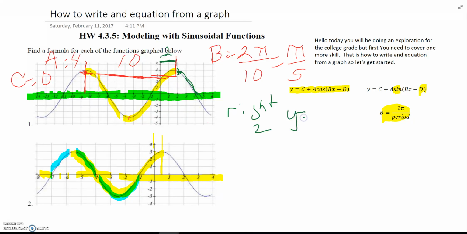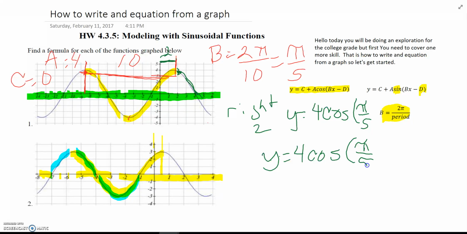So we can write this equation: y equals 4 cosine of pi over 5 x, and since it was going to the right, it would be minus 2. Y equals 4 cosine pi over 5 (x minus 2). And there is the cosine equation of the first graph.